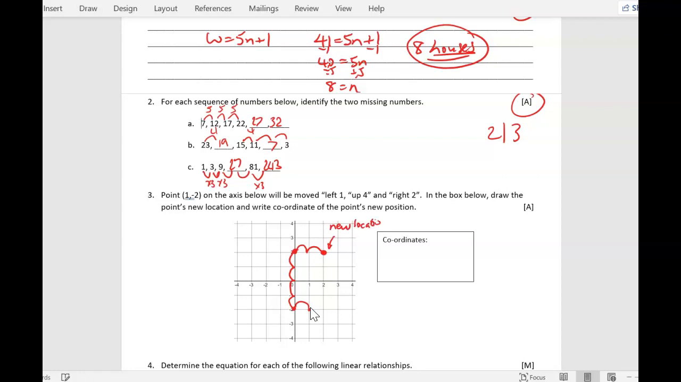If you drew that on, you did need to do that. Once you drew it on, you did need to write down the coordinate. And if we go across and down, it looks like it's 2 and 2. So x would be 2, y is 2. So our coordinate is (2, 2). If you did both of those, you got an achieved mark for that part.